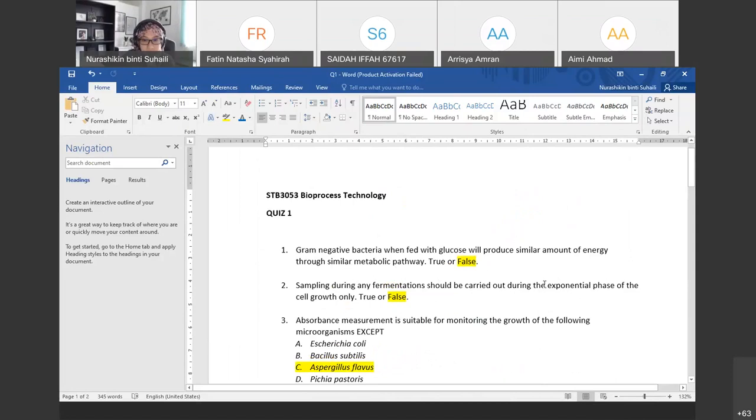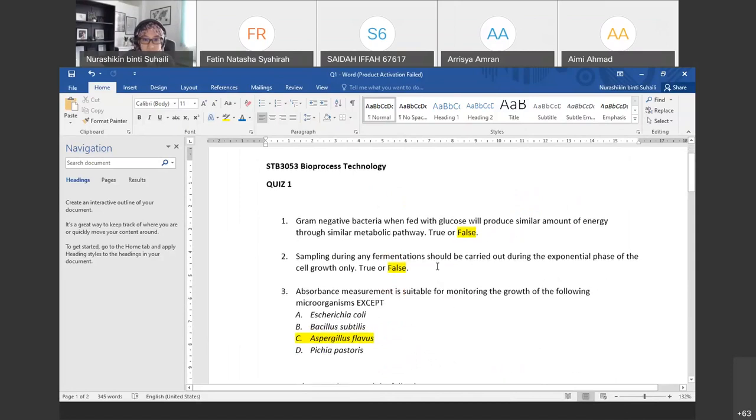Okay, thank you. Right, quiz, this is just to discuss why the answer is so and so. The first question: Gram-negative bacteria when fed with glucose will produce similar amount of energy through similar metabolic pathway. The answer is false because different types of bacteria will produce different amounts. They are not all the same. This statement says that all the gram-negative bacteria, when fed with glucose, will produce similar amount of energy, which is incorrect. Different organisms will have their own metabolic pathway. That is the point.